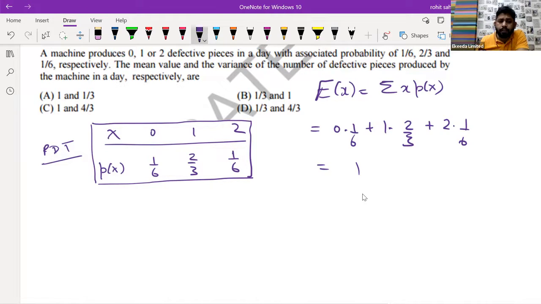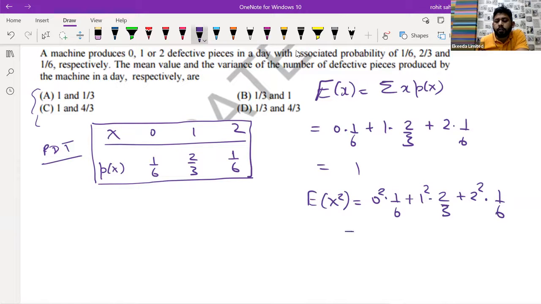1 is correct, but they are also asking for variance. So one of these two options it will be. For variance you will also have to find the second moment. So 0 square times of 1 by 6 plus 1 square times of 2 by 3 plus 2 square times of 1 by 6. So that will be 2 by 3 plus 2 by 3. So that's 4 by 3.